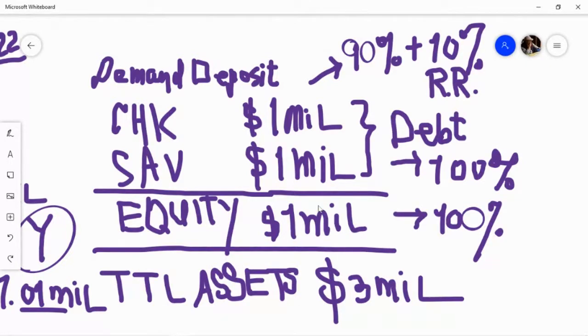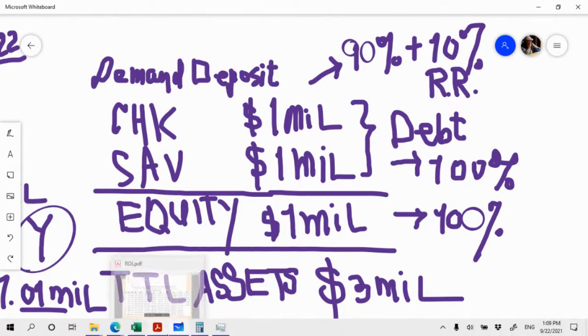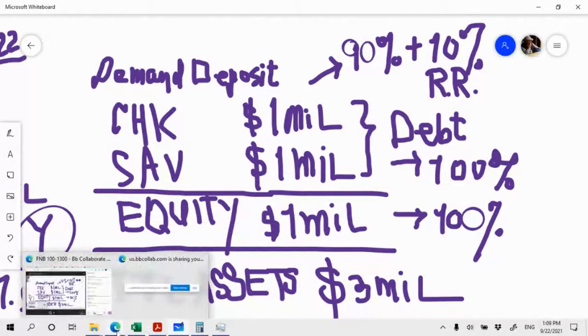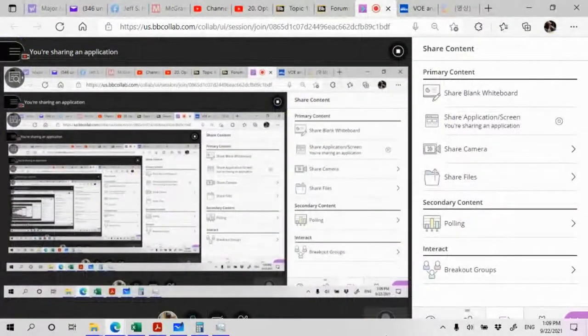But what is the main business of banking? We talked about this multiple times. How does the bank make money? Anybody? Interest? What did you say? How does the bank make money? What's the main business of the bank?